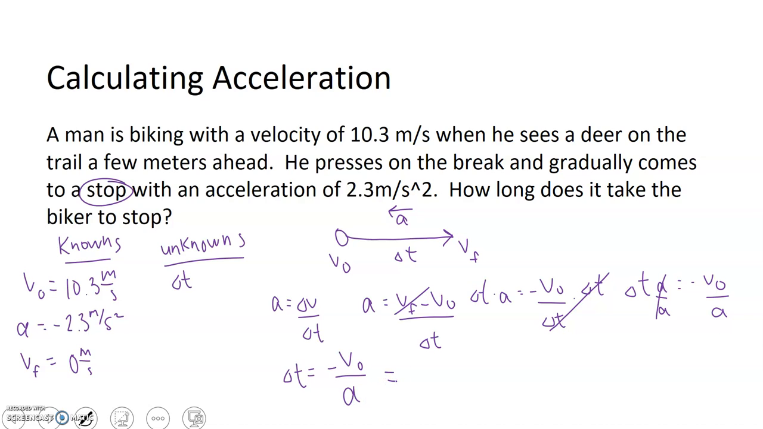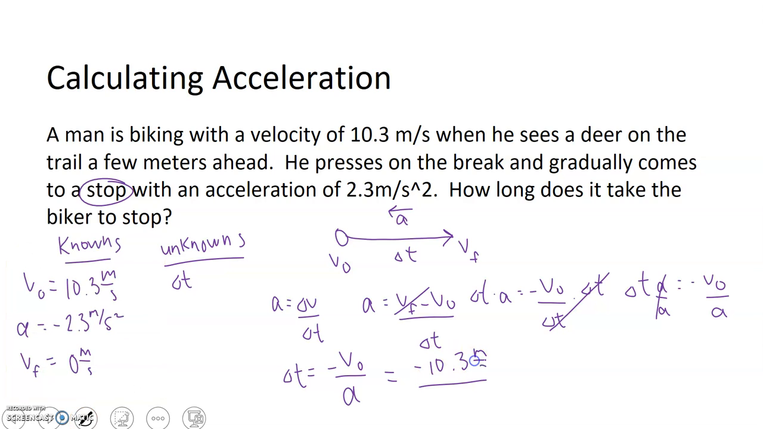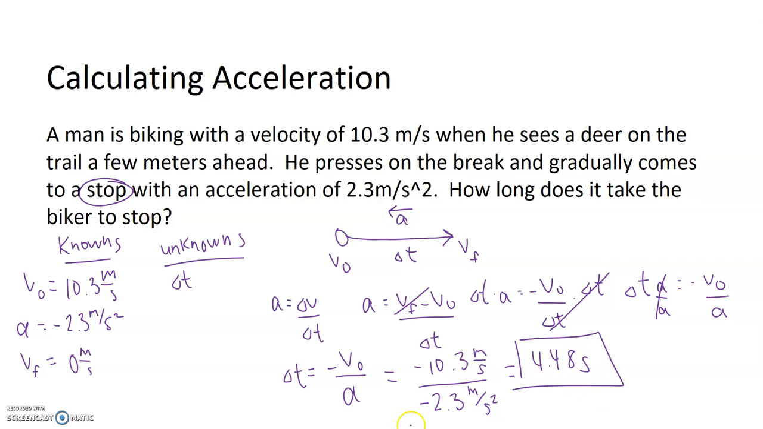We can now put in our knowns. Excuse me, that was the acceleration. Initial velocity should be the negative 10.3 meters per second, divided by the acceleration of negative 2.3 meters per second squared. Notice how the units are staying in when we plug in our values. And this brings us to a final answer of 4.48 seconds to come to a stop. Our answer for time makes sense because it's positive. If you ever have a time answer that comes out to be negative, that wouldn't make sense, and you would know you've made a mistake and need to check your work.